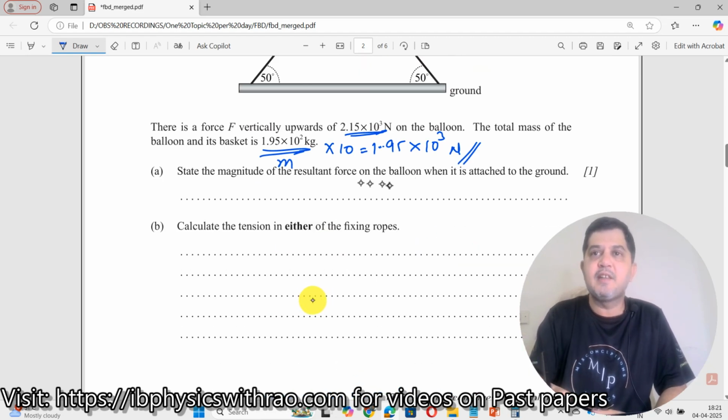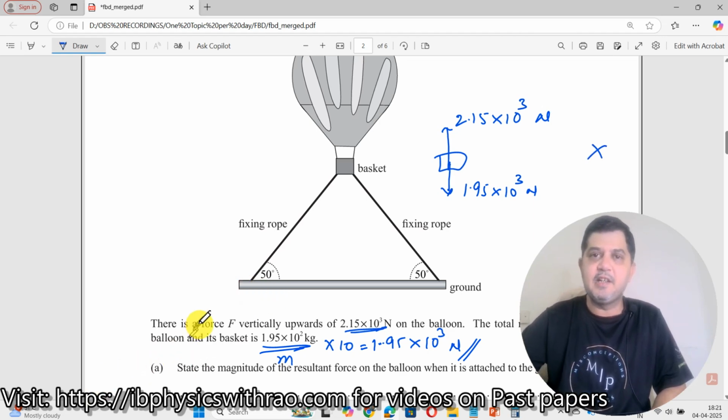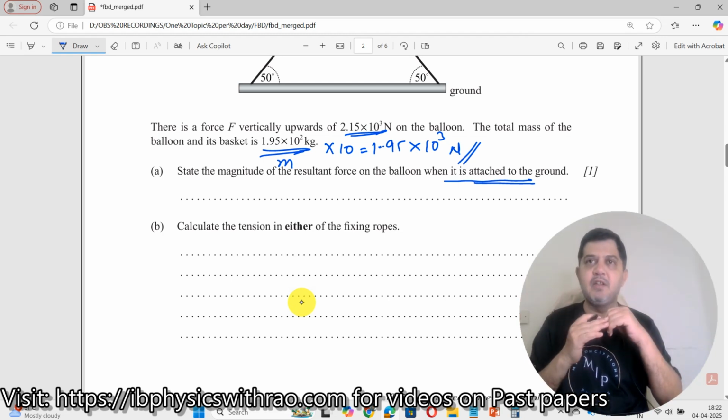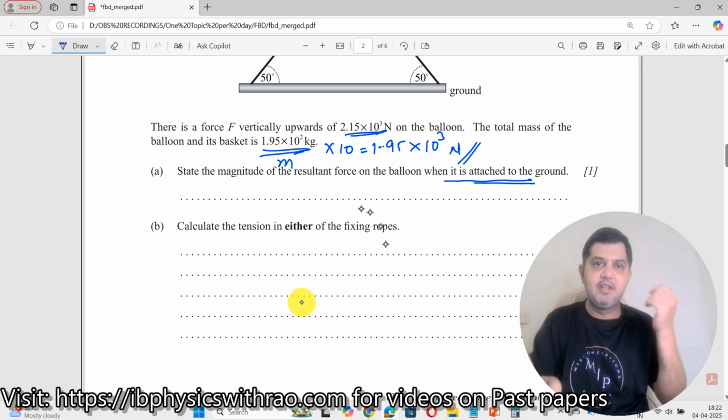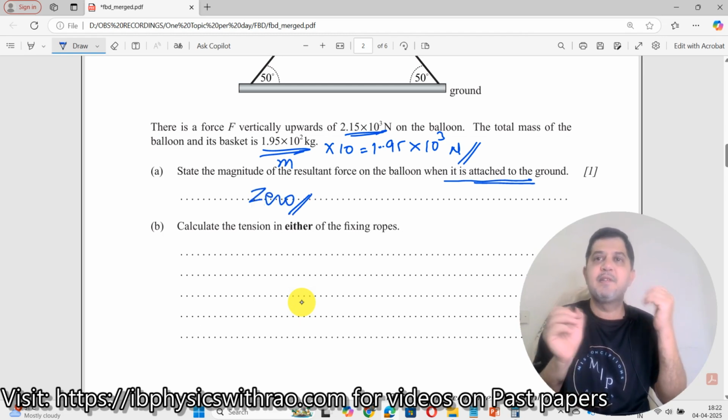State the magnitude of the resultant force on the balloon when it is attached to the ground. So what is the resultant force acting on the balloon when it is attached to the ground? Now what is your answer? Most of you will think that I should subtract these two and get the answer, which is incorrect. The reason is, read the question once again. It says resultant force acting on the balloon when it is attached to the ground. When it is attached to the ground, what happens? It is not moving anywhere. If it is not moving anywhere, what is the total force? Total force is 0, right? It will not be a subtraction of anything.